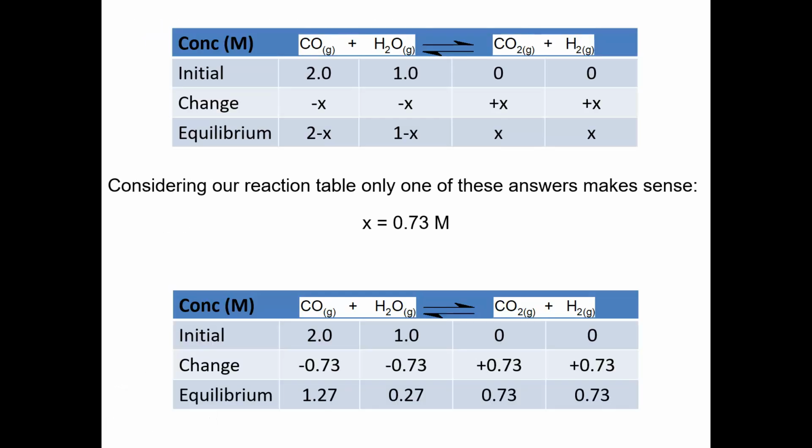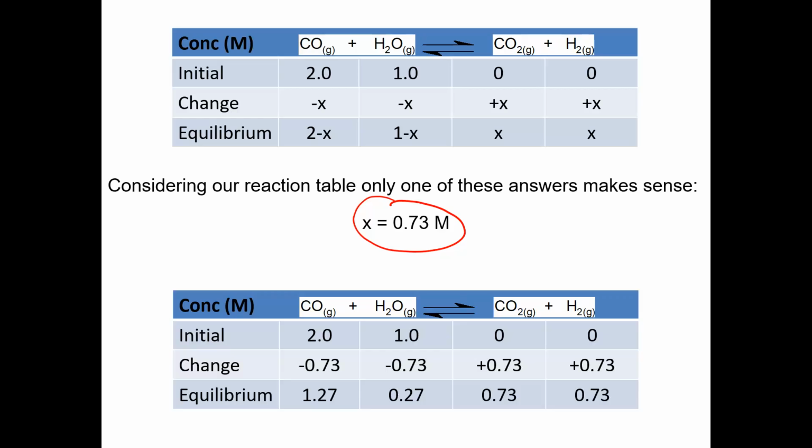Well, if we look at our data up here, we realize that the value of x must be smaller than 1, because any bigger than 1 and our equilibrium term for the concentration of water would become negative, and there's no such thing as a negative concentration. So, considering our reaction table, the only value of x that makes logical sense is 0.73 moles per litre.